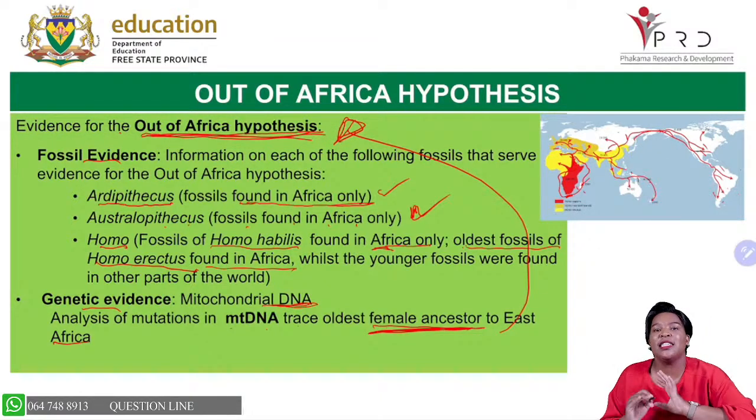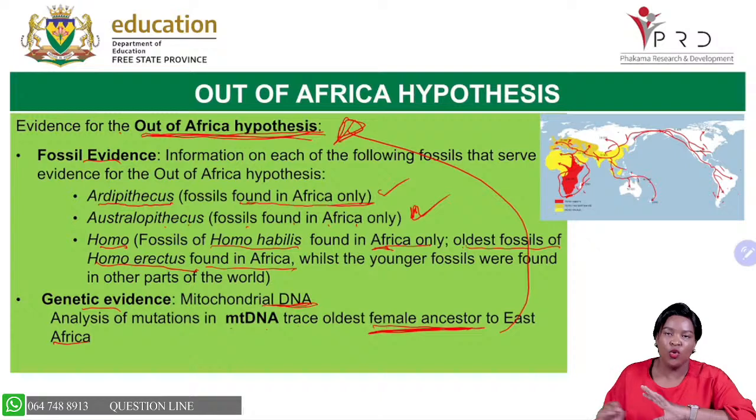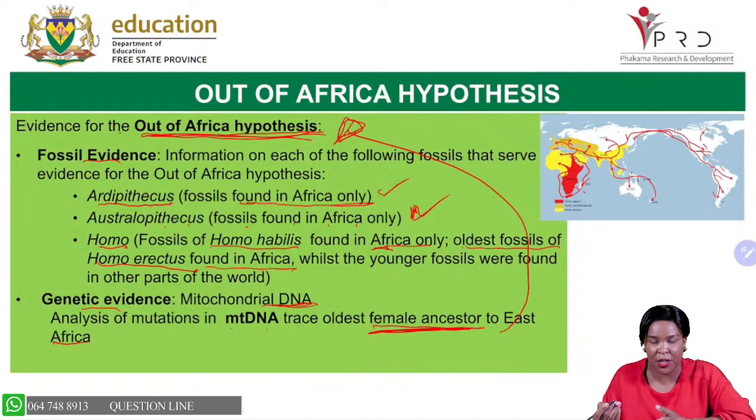These reasons, you mention them as they are. You do not change them. You do not try to interpret. Just mention them as they are because they are giving you the evidence that was used to support the out of Africa hypothesis.